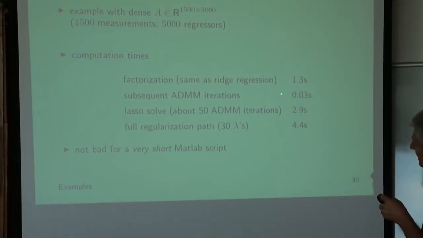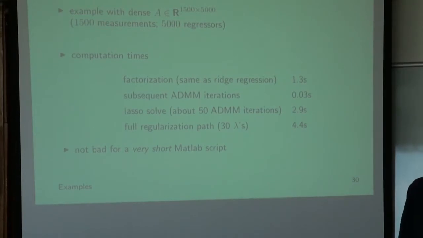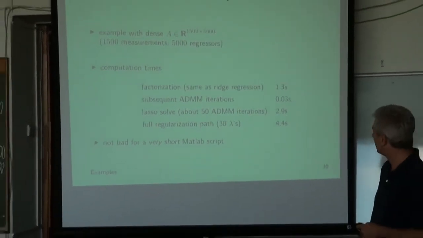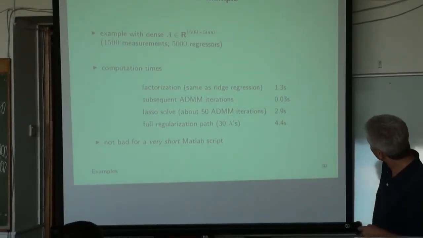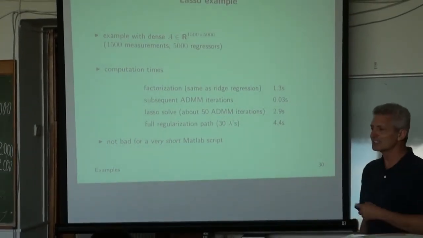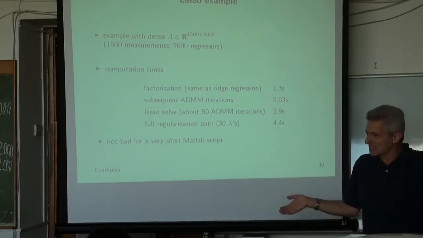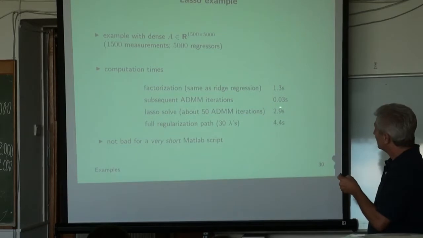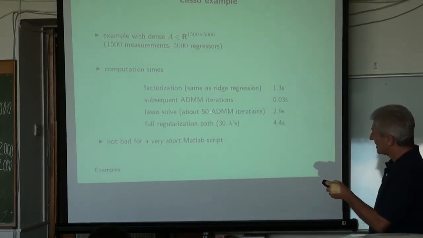Subsequent ADMM iterations, by the way, this is wrong, that's 30 milliseconds. And this is wrong, and I can tell you why. You should have gotten a speed up of about 500 to 1, and this is a bit more, it's not as much speed up as you want. But come on, it's a 7-line MATLAB script, right? Then the lasso solve takes about 3 seconds because it takes 50 steps.